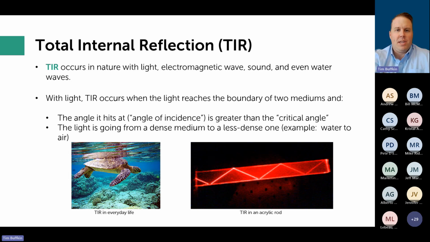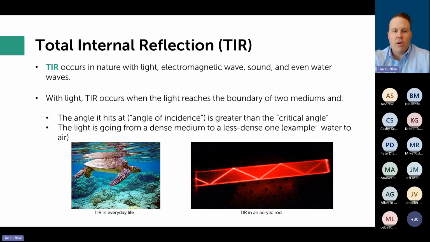TIR occurs in nature with light, electromagnetic waves, sound, and even water waves. But as we refer to it with light, TIR is going to occur when the light reaches the boundary of two mediums, as in water and air, right? When it reaches the boundary where those two mediums meet, and the angle it hits at, or as we will call it, the angle of incidence, is greater than the critical angle. We'll get into more info on what those are. And also, the light is going from a dense medium to a less dense medium.